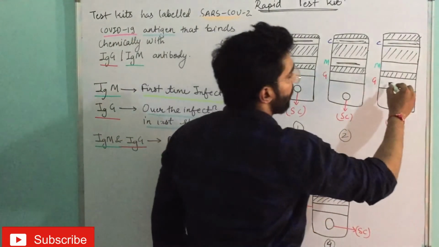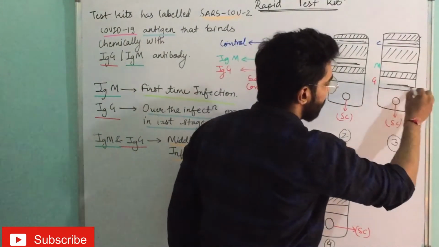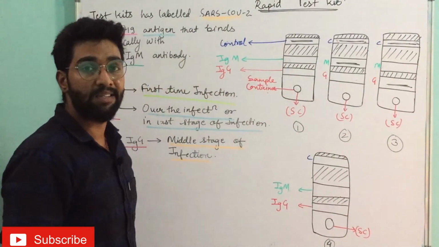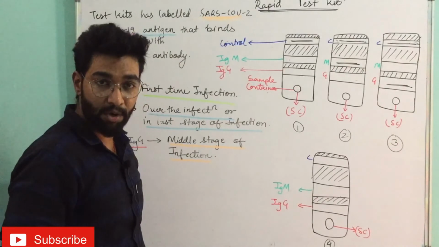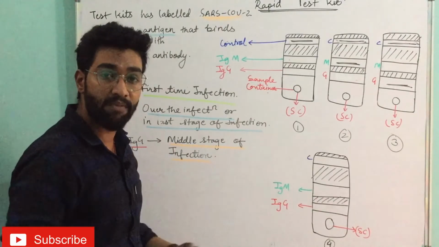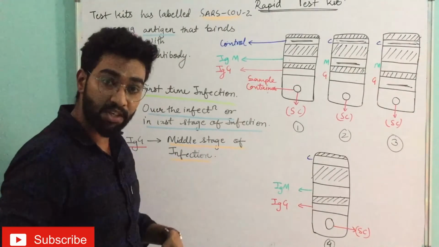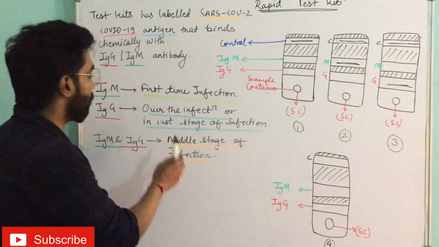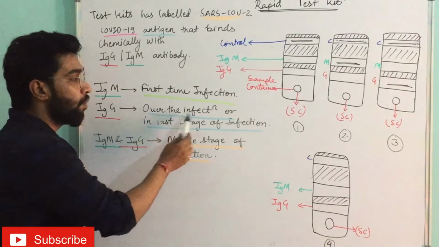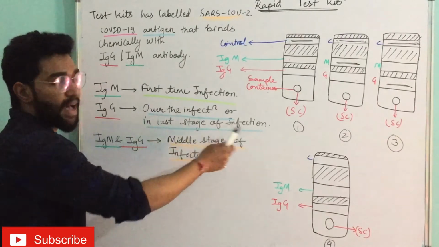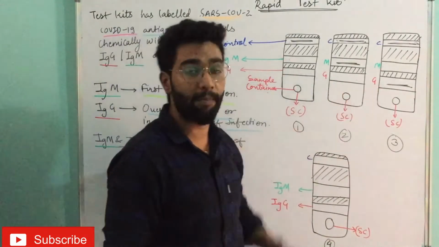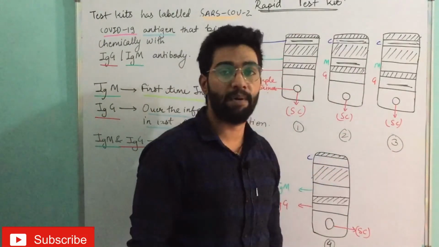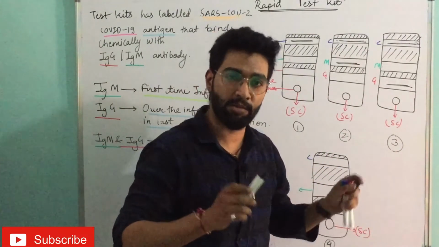Now if the line appears on IgG, then this shows that the person has encountered the infection a second time, because IgG antibodies are only released when the person has encountered the same infection for the second time. So either the person has gotten over the infection or he is in the last stage of the infection if the IgG line appears. But both show that the person is coronavirus positive.